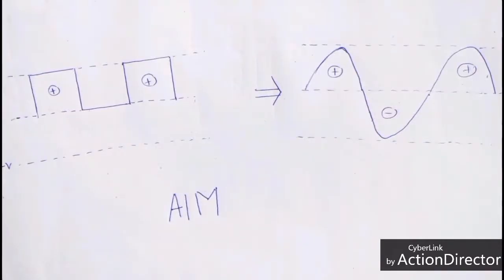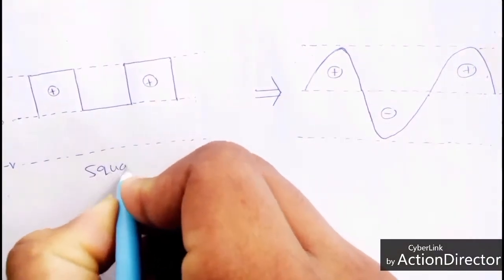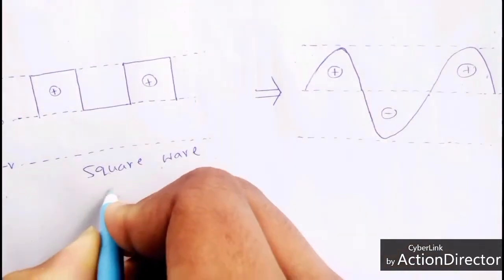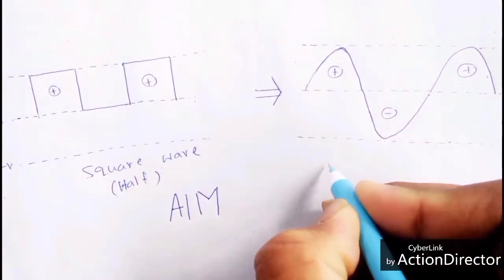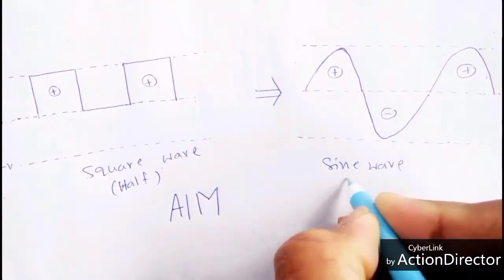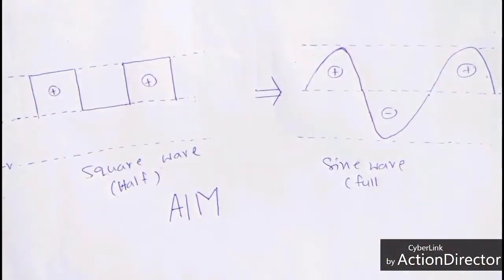In this project, our aim is to create the full sine wave AC signal, that is full sine wave AC, using half square wave signal. To do this, we have to follow two steps.